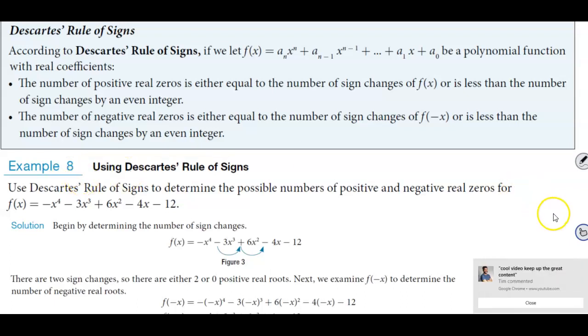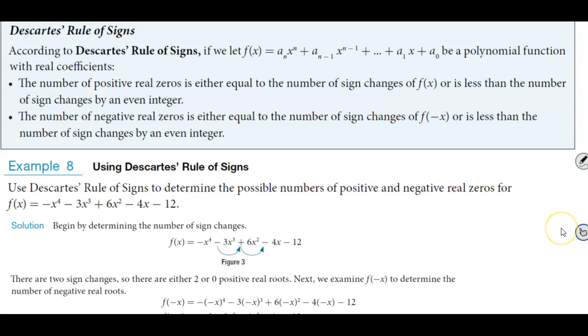Okay, in example number 8, we're going to use the definition of Descartes' rule of signs. According to Descartes' rule of signs, if we let f of x equal that polynomial be a polynomial function with real coefficients, the number of positive real zeros is either equal to the number of sign changes of f of x or is less than the number of sign changes by an even integer.